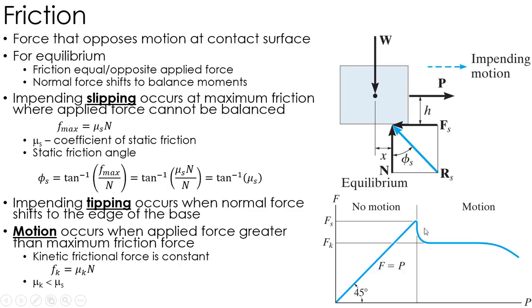At this point right here, that friction force can't hold it anymore. I'm at my maximum friction force. I'm at mu S N right here. That's the maximum. If I continue to apply a force P beyond that maximum friction force, what happens is I get this drop down and I go at kinetic friction, constant until I get to very high forces. But for our purposes, we'll just assume the kinetic friction force is always constant at mu K N.